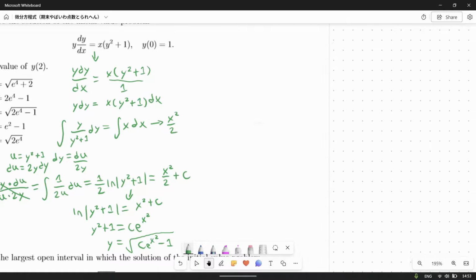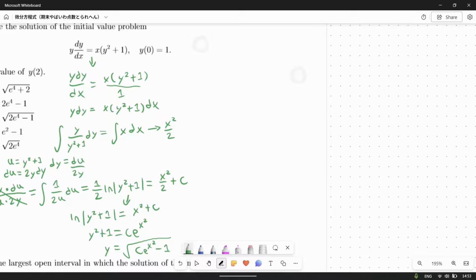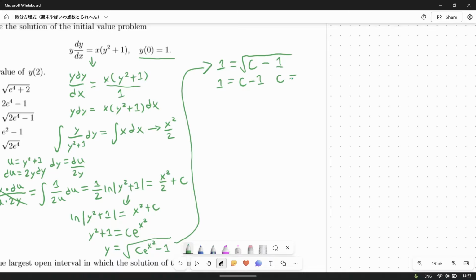So zooming out a little bit, we know that y of 0 is equal to 1, so all we have to do is plug in 0 for x and 1 for y, and we'll be able to solve for the constants. So moving this up here, we end up with 1 is equal to the square root of c, just c, because it's e to the 0, so c minus 1. And then squaring both sides, we end up with 1 is equal to c minus 1, and then c is ultimately going to be equal to 2.